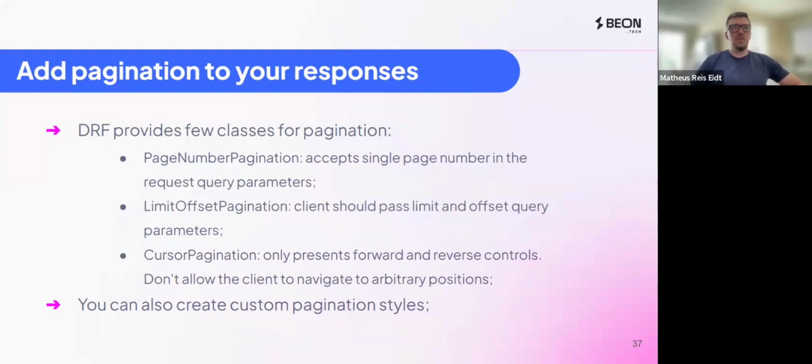The last type that Django REST Framework provides is cursor pagination. Cursor pagination only presents forward and reverse controls. This way, the client can't navigate to an arbitrary position, he can just go forward or back. You can also create custom pagination styles, and we have an example of this.